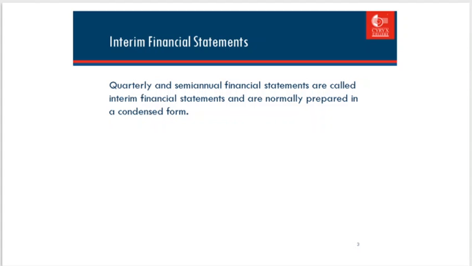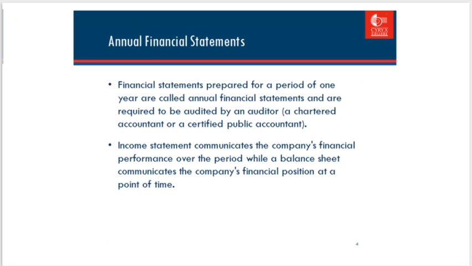Interim financial statements. Quarterly and semi-annual financial statements are called interim financial statements and are normally prepared in a condensed form. It means that the disclosures required in them are far less than those required in annual financial statements. Quarterly financial statements are normally unaudited, but semi-annual reports need to be at least reviewed by an auditor who is a qualified professional accountant authorized to attest the authenticity of financial statements.